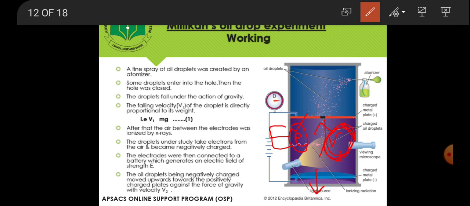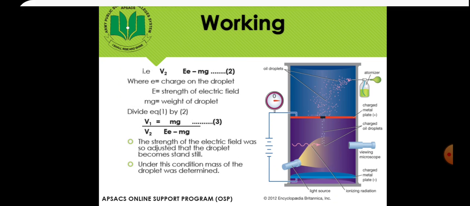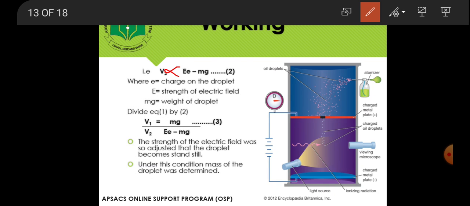If the charge present on the oil droplet is greater, then the velocity v2 will be greater. The oil droplet will move with a greater velocity in the upward direction, and if the strength of the electric field is greater, then also the velocity of the oil droplet will be greater. So the velocity v2 is directly proportional to the strength of the electric field that is created between these two electrodes and the charge which is present on the oil droplet.